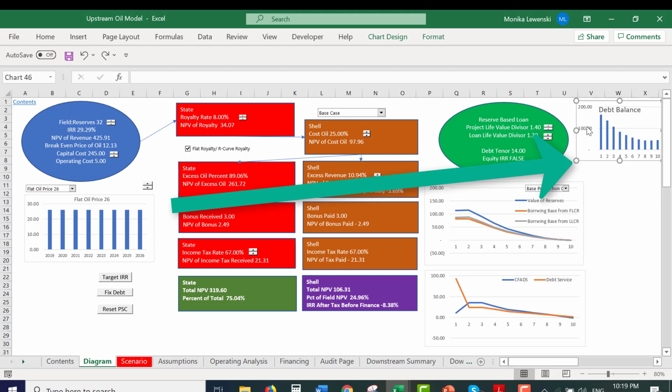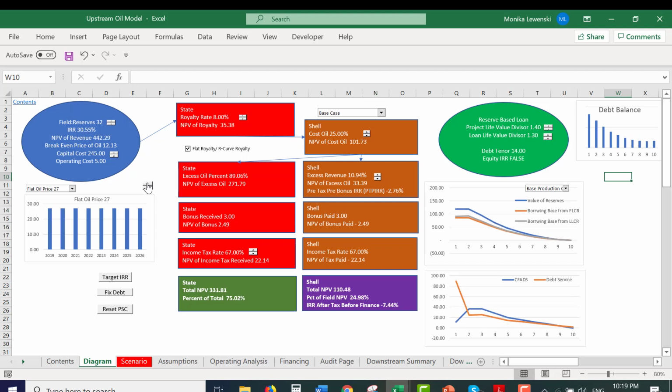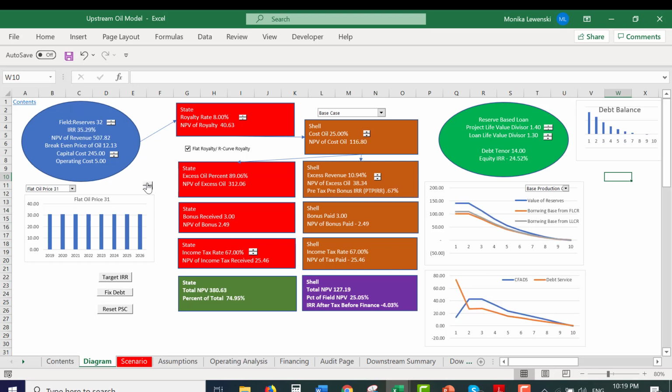Take the scale out. Is that artistic? And then move this over. Okay, so if the oil price is 28.6, it doesn't work. If the oil price is 27, it doesn't work. 28, 29. Then it worked.